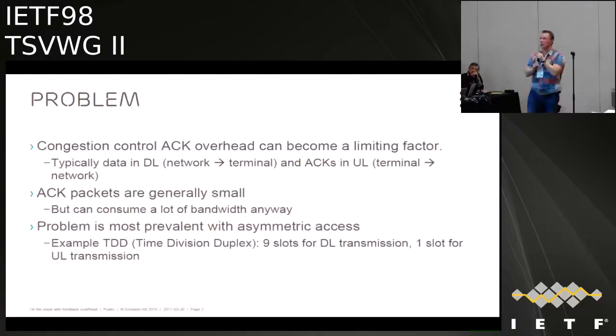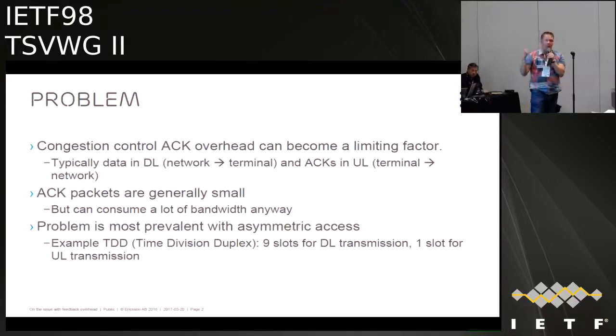The problem here is that congestion control ACK overhead can sometimes become a limiting factor, and that applies typically if you have a lot of data in the downlink and ACKs in the uplink. The ACK packets are generally small, while the data packets can be 1500 bytes or maybe even larger. Still, even though the ACK packets are small, they consume quite large amounts of bandwidth in a radio environment anyway.